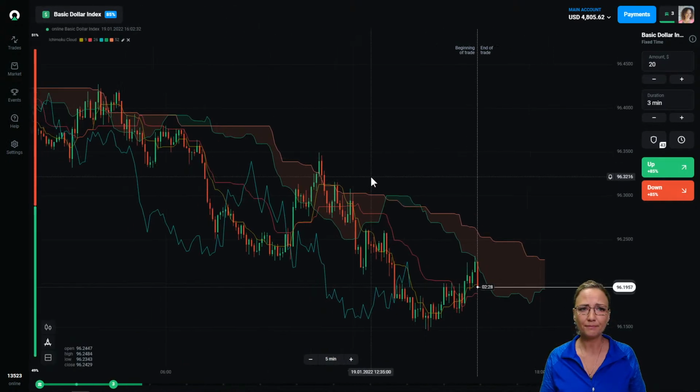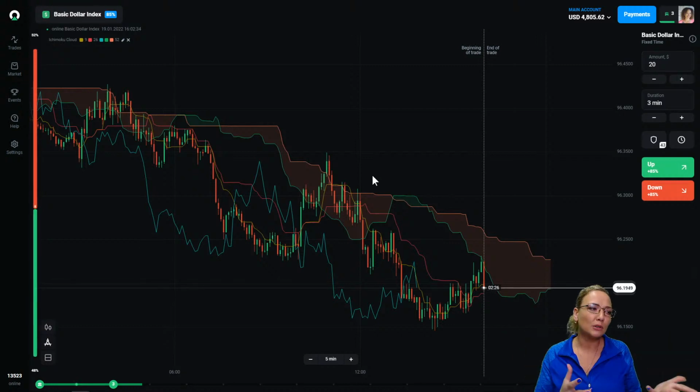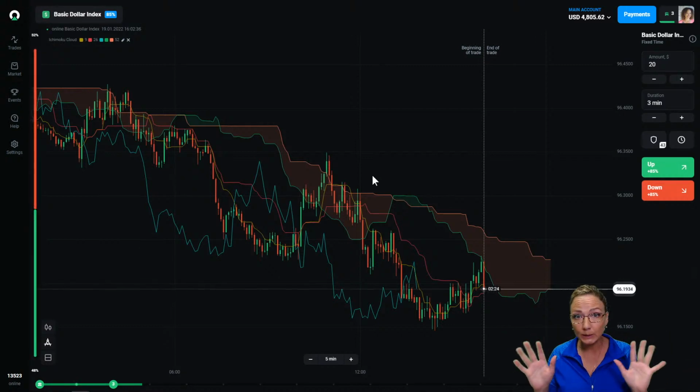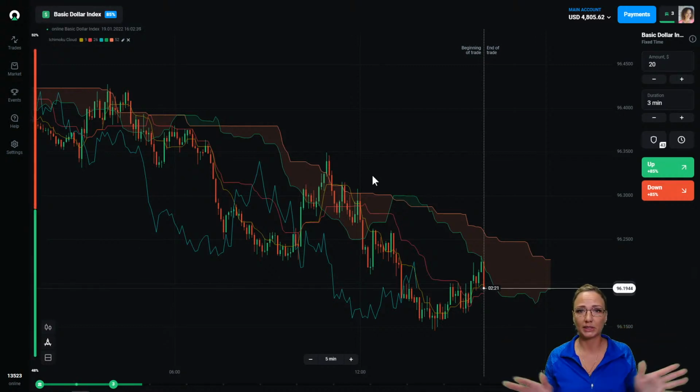Now, my friends, when you first apply the indicator, it may look a little scary and a little crazy, like, oh my goodness, what is going on? But it's really not that bad. And actually, this one indicator provides loads of useful information.